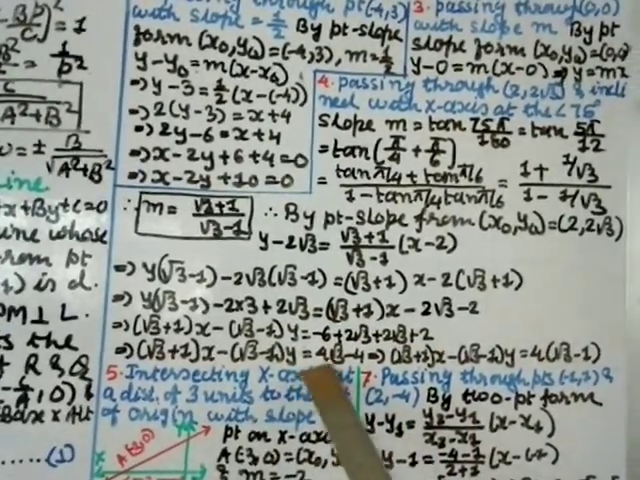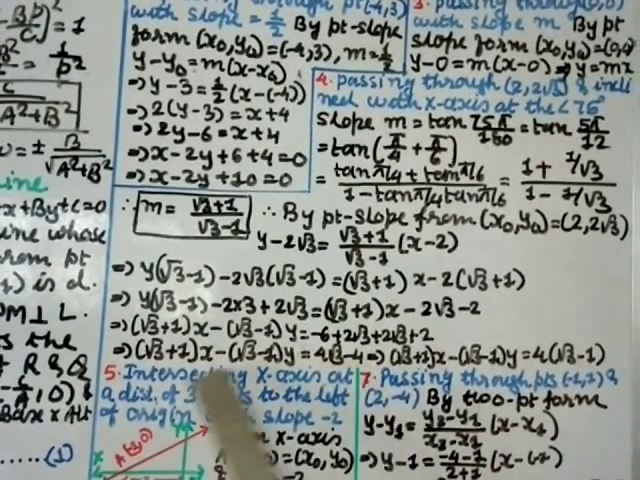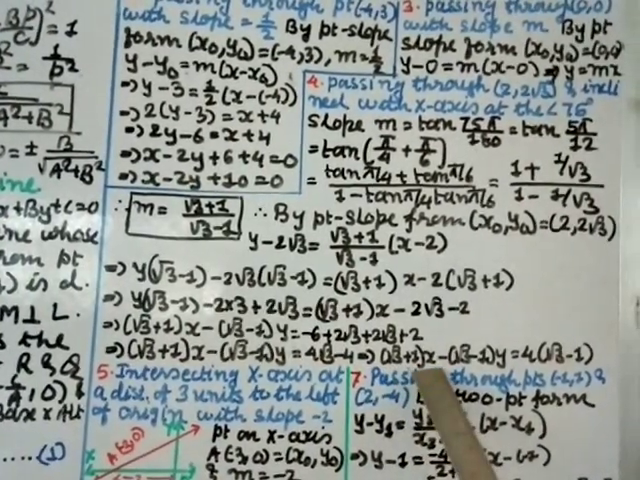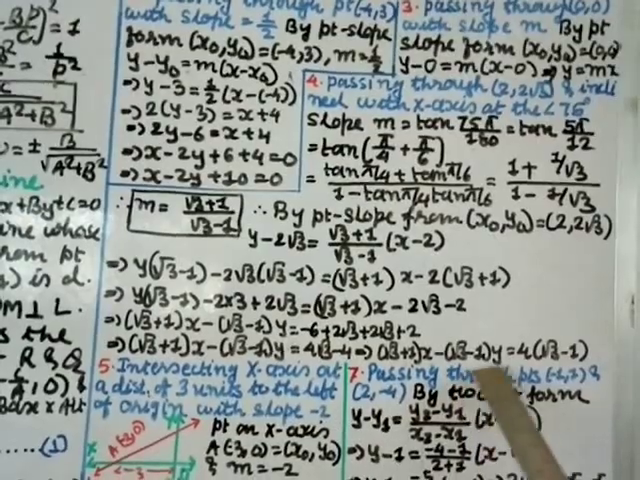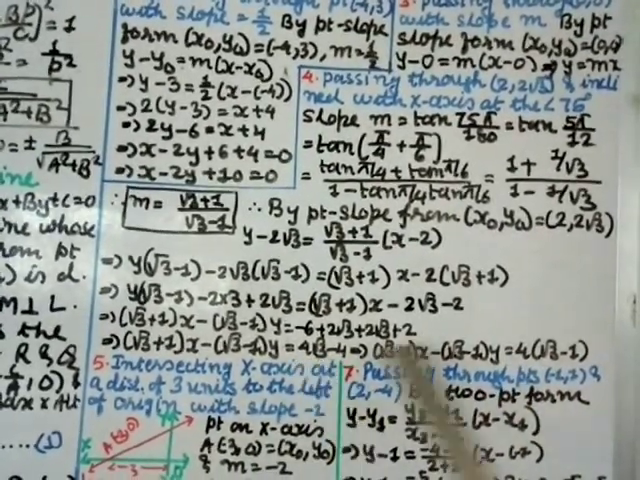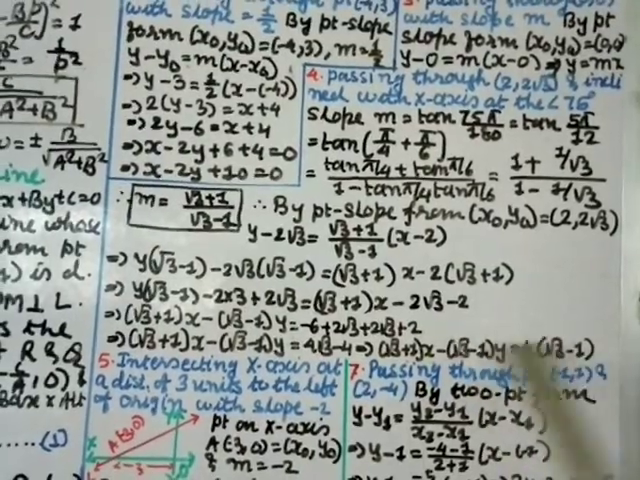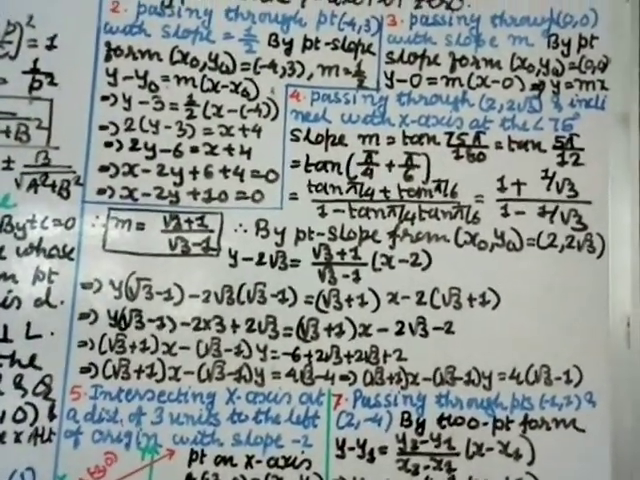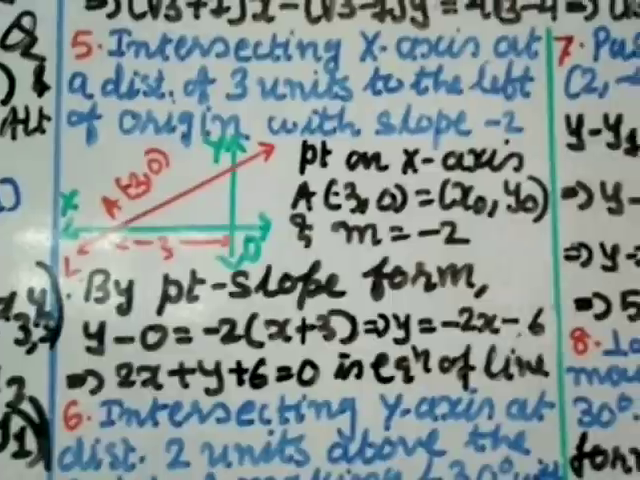From this I can take 4 common, so I can write root 3 plus 1 x as it is, minus root 3 minus 1 y as it is, equal to, from here taking 4 common, here remains root 3 minus 1. So that is the required equation of the line with the given condition.